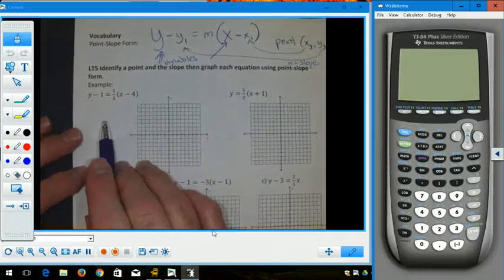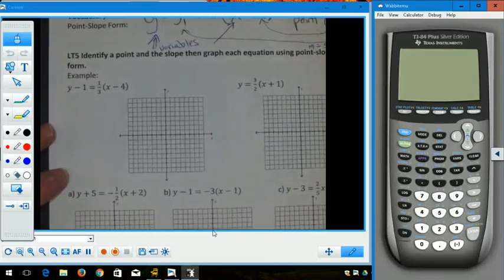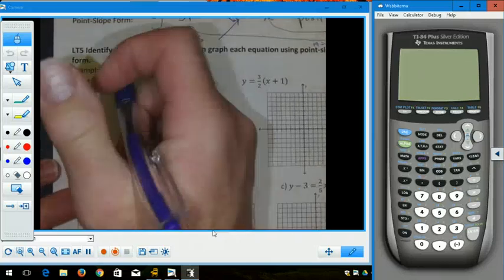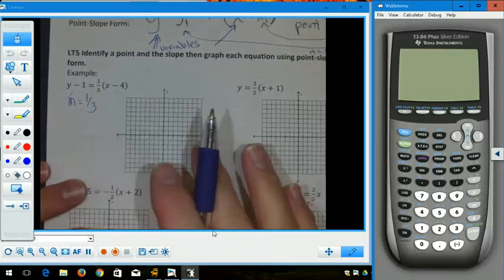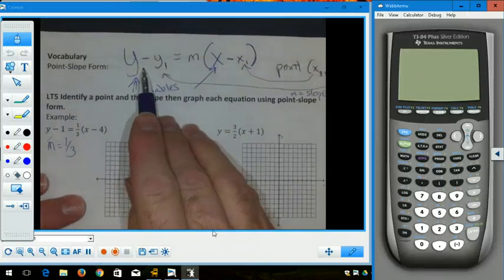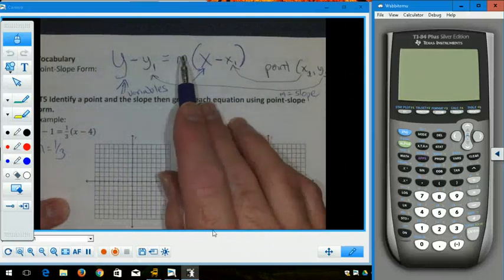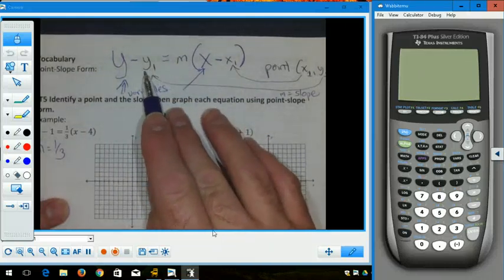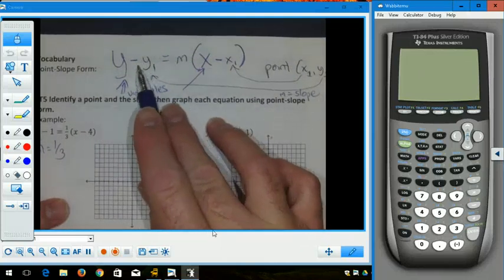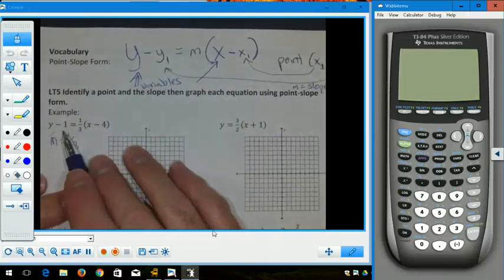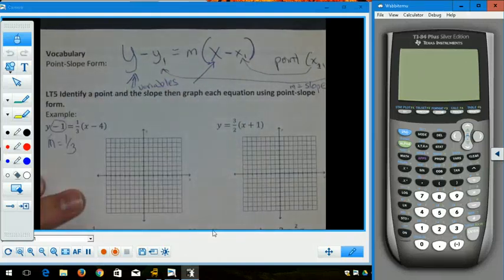So in this particular example, we can see the slope. The slope is 1/3, positive 1/3. We can also see a point. Remember that it's going to be minus. So if these are positive numbers, then this is going to look like a negative number when the equation is done. If they're negative numbers, it's going to look like a positive number when it's done. So when I find this from the equation, I'm going to take the opposite sign of what I see in the equation.